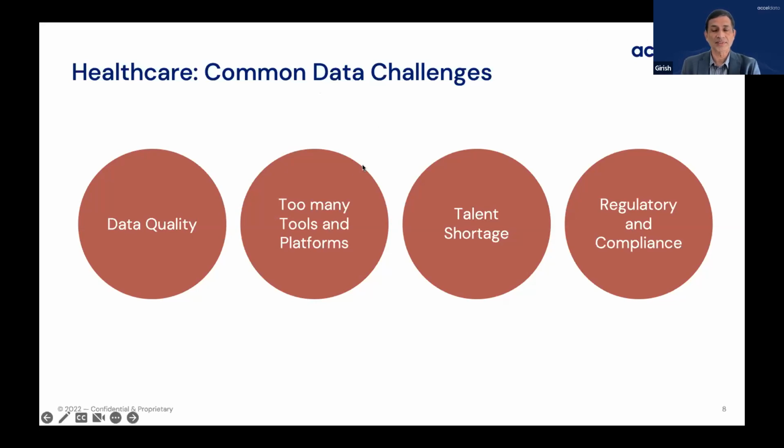All right. I don't know if the audience can see this. I'll just read it out. 43% of the attendees said data quality is among the top data problems. 29% said it's the tools, 19% said other, and talent and regulatory are 5% each. In other words, data quality and too many tools or technologies are dominating.